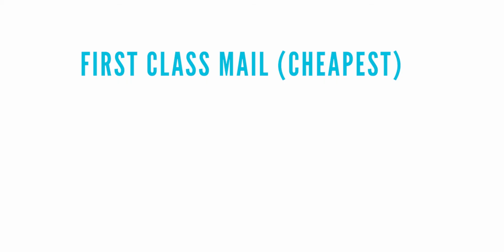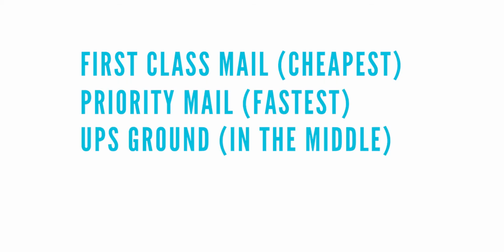Another kind of important thing to have is what services do you use to ship your item? Is it first class mail? Is it priority mail? Is it UPS ground? Is it USPS Express? Just again, so the customer has an idea of how long it is going to take for them to get the product.